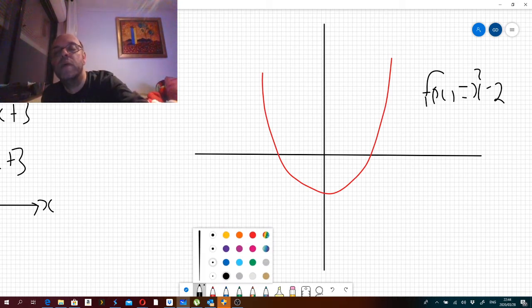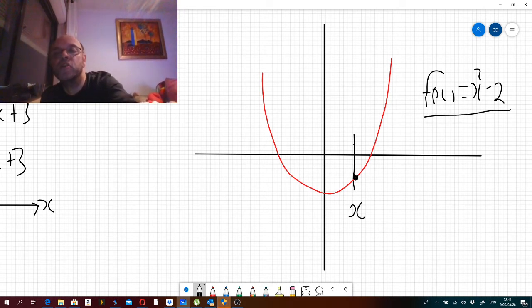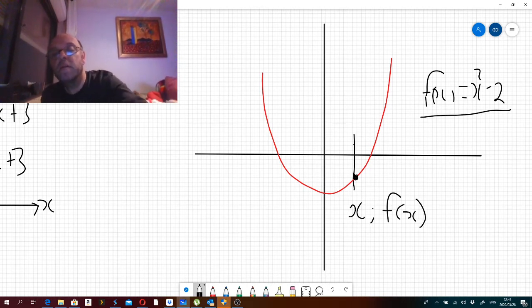I'm just going to choose any random point, and let's choose it over here. This point has an x value, whatever the x value is. Now, when I plug that x value into the function over here, then I'll get a function value. So this would be the function value.